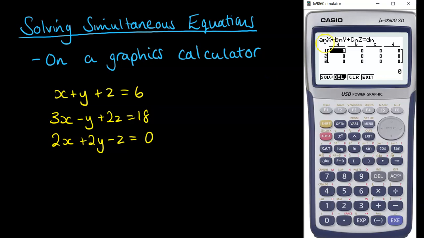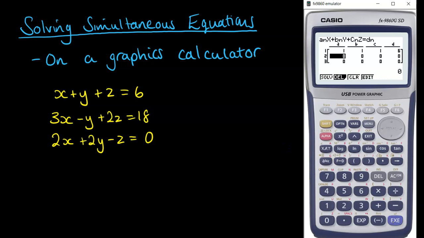Up at the top of our window here, we have the format that these equations need to be in for the calculator to read them. Then we can put the coefficients into these parts of the table down below. Our first equation is x + y + z = 6, so the coefficients of x, y, and z in this one are all 1. So we enter a 1, a 1, and a 1, and it's equal to 6.